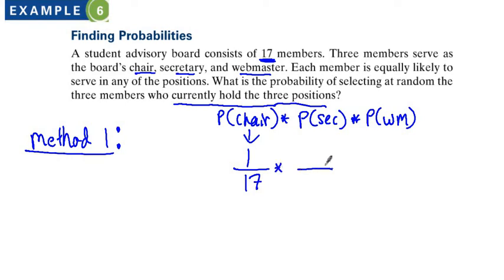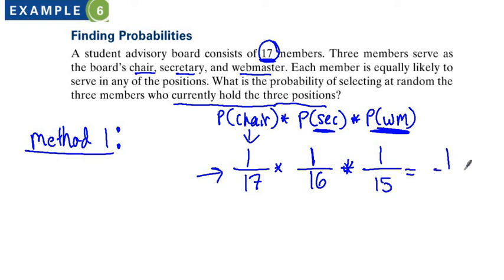Times, what's the chance of randomly picking the one person who's currently secretary? There's a 1 in 16 chance now, because remember, we've just picked one of the 17 right here. So now how many people are left? There's only 16 people left. And then finally, what's the chance of picking the one person who currently is webmaster? There's a 1 in 15 chance. So that turns out to be 1 over, and then if you multiply those together, you would get 4,080.